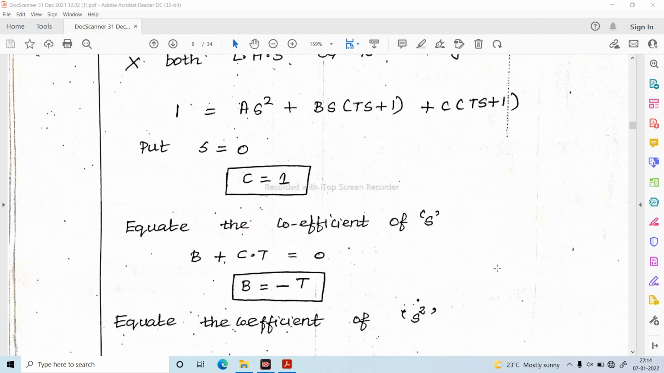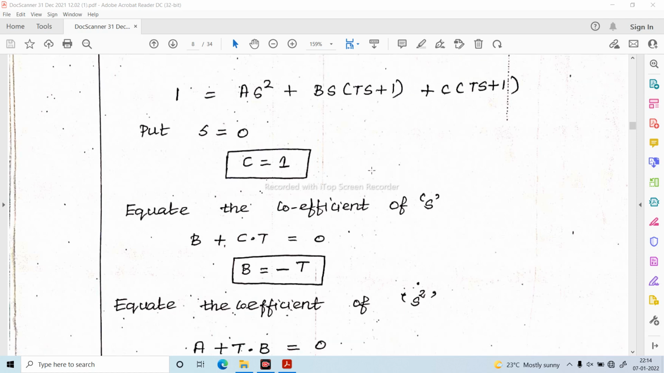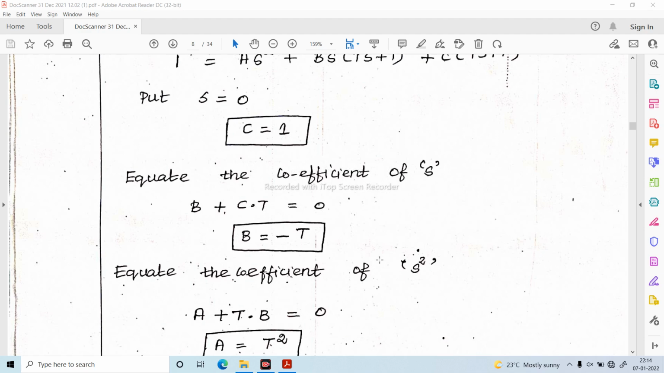Next I am going to put the value s is equal to 0. So if we put s is equal to 0, we will get the answer C is equal to 1. Then equate the coefficient of s. Here, is there any coefficient of s? No. And here B s into Ts, that is B s square into T. So this is the coefficient of s square. And the next term plus Bs, the coefficient of s is B. And here the coefficient of s is C into T. Apply the value C is equal to 1. So B is equal to minus T.